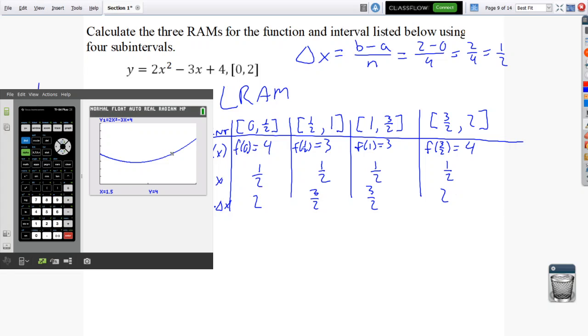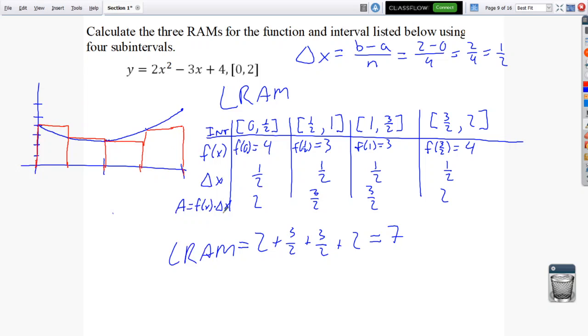So the LRAM that we're going to have off of this one is going to be equal to 2 plus 3/2 plus 3/2 plus 2. It looks like we have a 7 on that one. Now I will warn you, since this function is not solely increasing nor solely decreasing, we don't know if that's an over approximation or an under approximation, but we know that our LRAM approximation is approximately 7 square units.